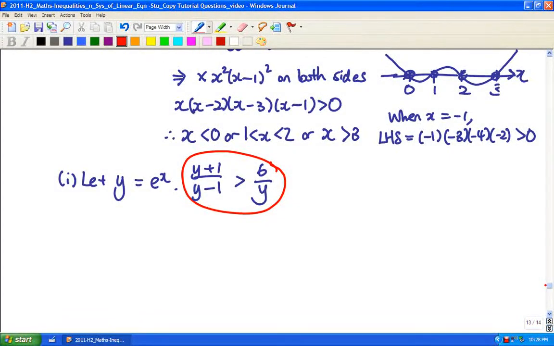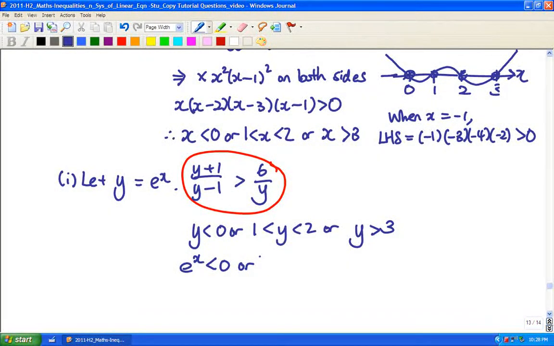So from here it's a direct replacement, so we can simply conclude that y must be smaller than 0, or 1 is less than y is less than 2, or y is greater than 3. Then we will put back e to the power of x each time we see a y.